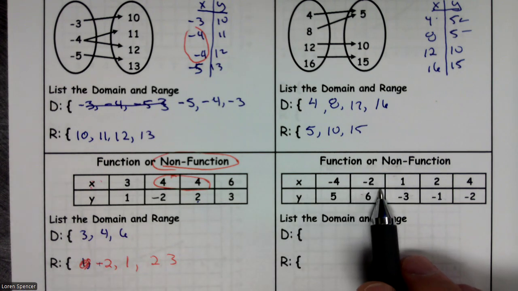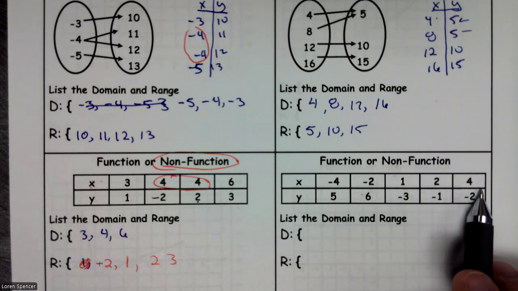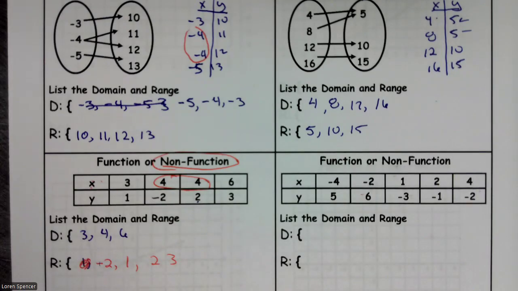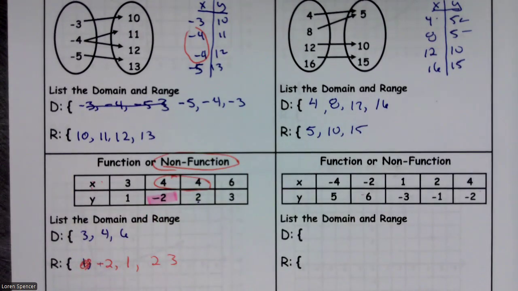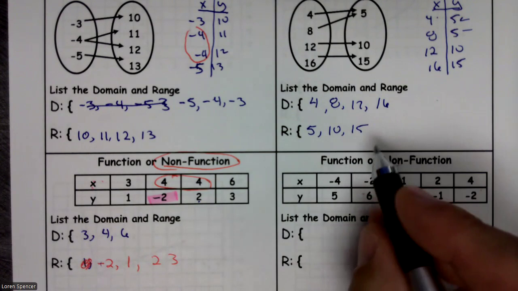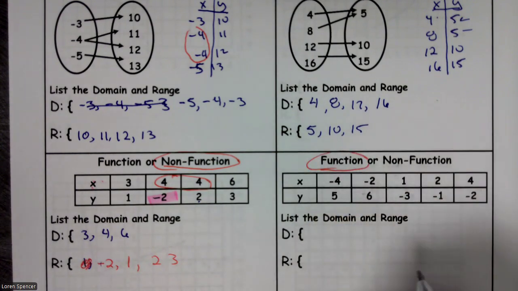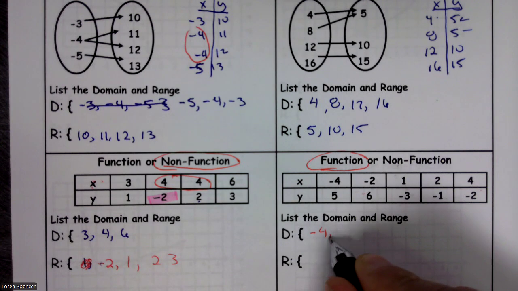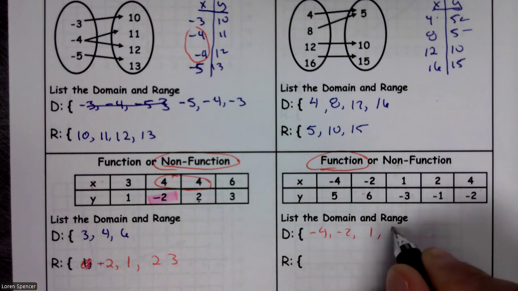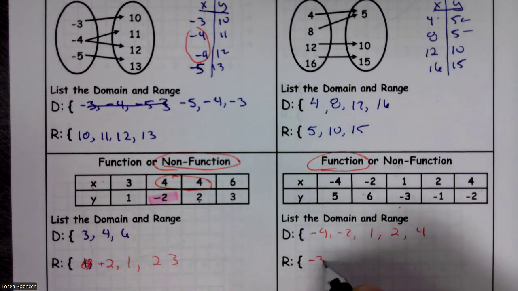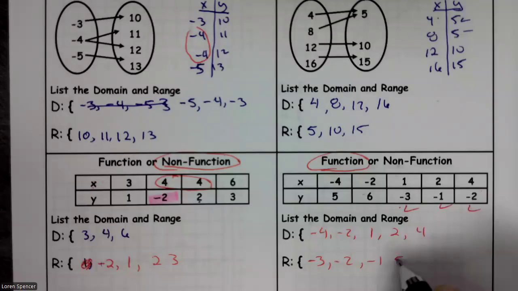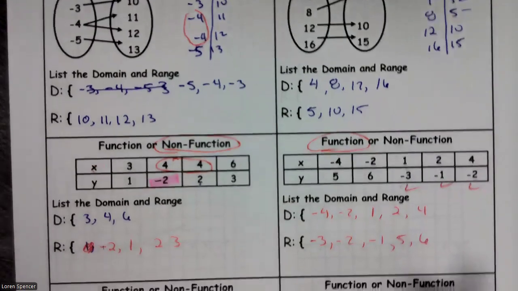All right, when I look at this function or non-function, I look and my x's do not repeat. By the way, I need to highlight this so I can make a note of this in class. All right, my x's do not repeat. So this is a function. And my domain is simply negative 4, negative 2, 1, 2, and 4. And my range, once again, least to greatest, I have to start with negative 3, check that off. Then I have negative 2, check that off. Then I have negative 1, check that off. And then I have 5 and 6.